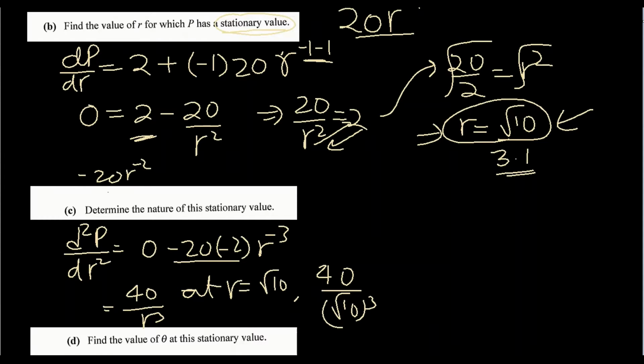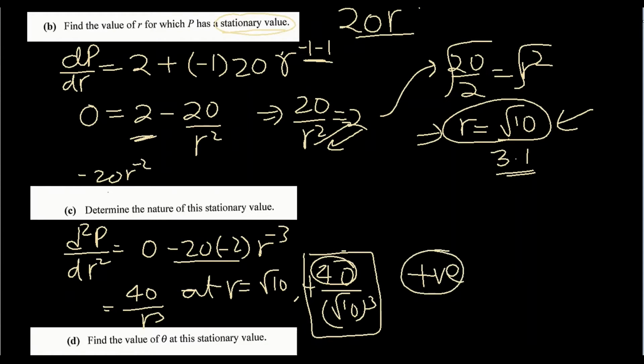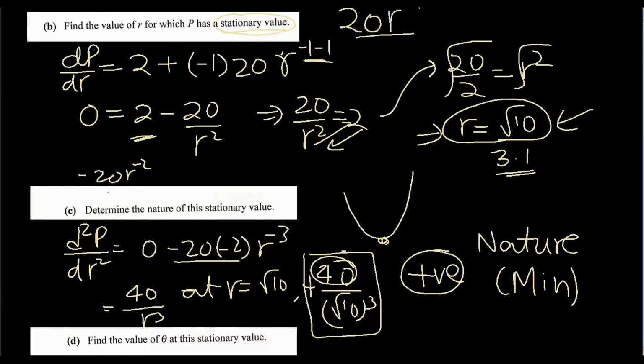To find the nature, it's not important what the value is. It is important what the sign of this value is. And definitely it is going to be positive, because 40 is positive and square root of 10 cubed will also be positive. So we are getting a positive number. That means your curve is opening up, and the value we just got is a minimum. So the nature of this is minimum.